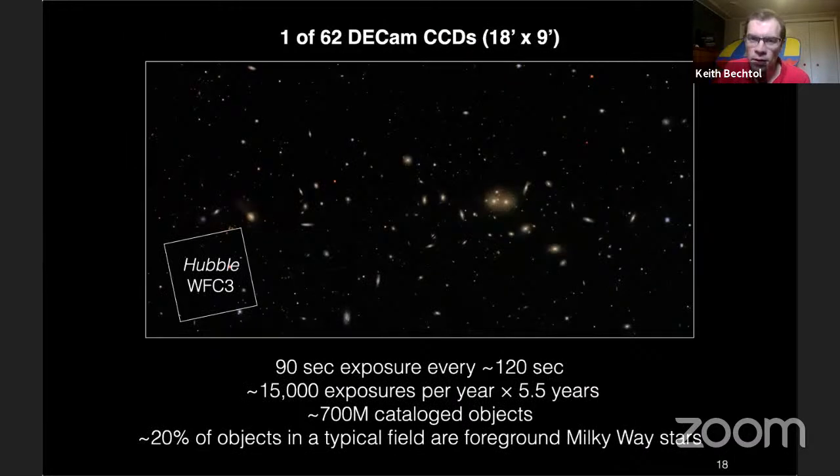So this is showing one of the 62 Dark Energy Camera CCDs, just showing what a typical patch of sky would look like. Again, this is just a small region of the full mosaic of the DECam focal plane. The observing strategy for DES was to take a 90-second exposure approximately every 2 minutes. It takes about 30 seconds to read out. This was about 15,000 exposures per year, and this went on for about 6 seasons, 5.5 years. And overall, we've cataloged about 700 million objects, and in any given field, something like 20% of objects are foreground Milky Way stars.